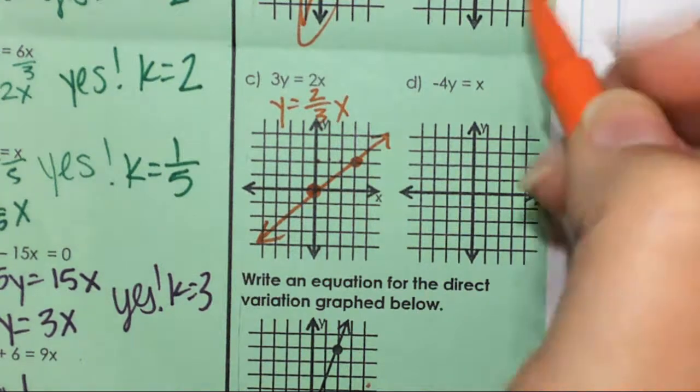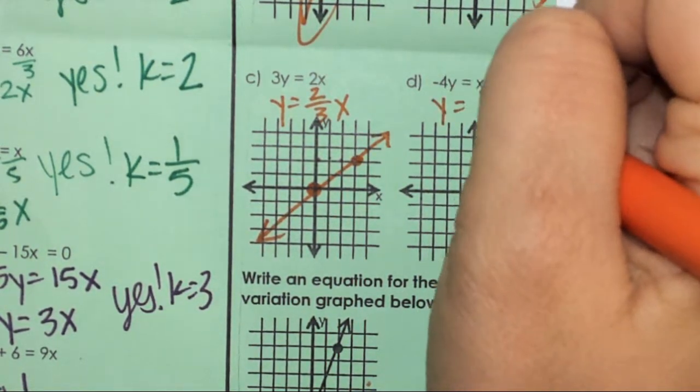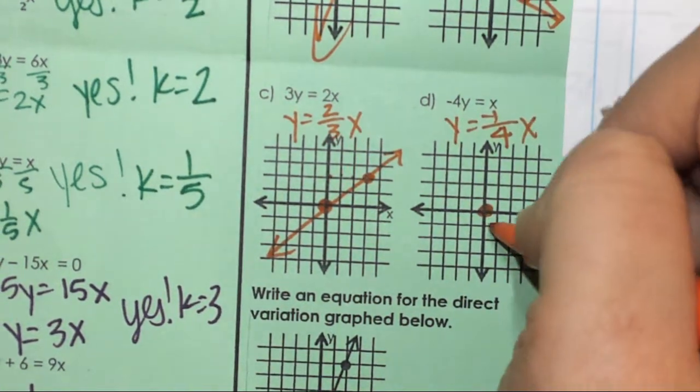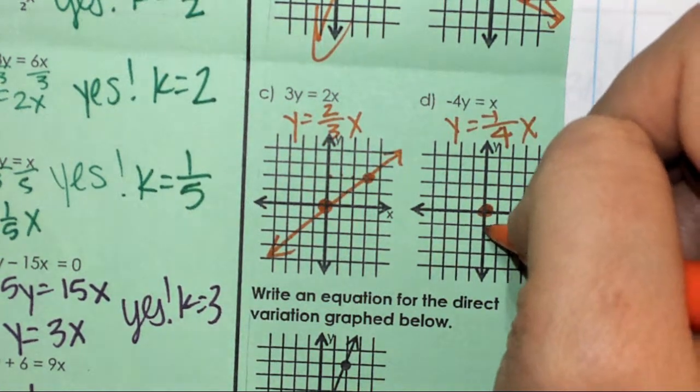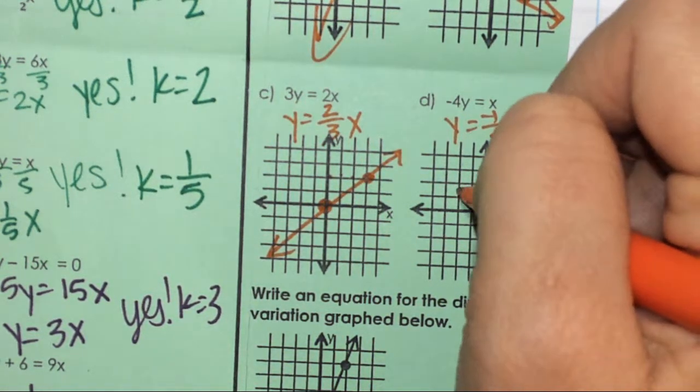And the last one, what do I need to do? And 5. So it's negative 1/4 x. Am I going to go up or down? Down how many? 1. Right how many? 4.